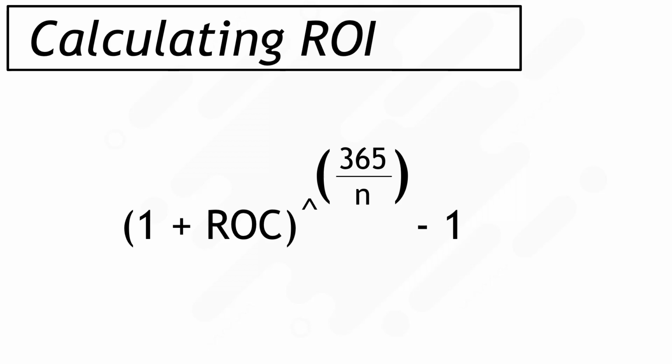If we have a 5% return on capital in a 5-day period, that will calculate out using this formula to give us our ROI. Now, it's going to be a lot easier to see it in Excel, so let's go ahead and move over there.